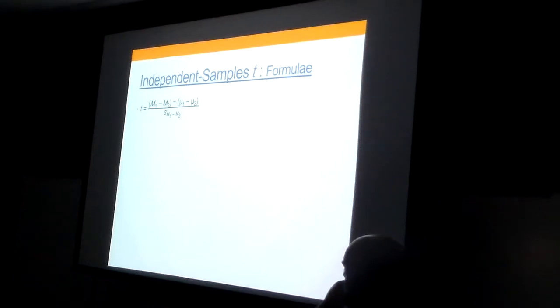So, our formula. Pretty straightforward. We've got the mean of sample 1 minus the mean of sample 2 minus population mean 1 minus population mean 2. Morgan, what happens to this term functionally when we're going through and running our tests?